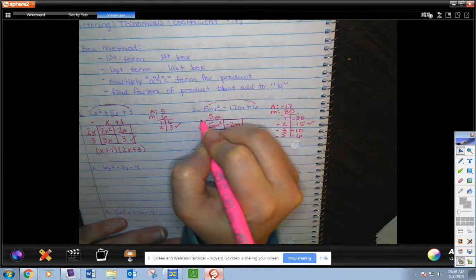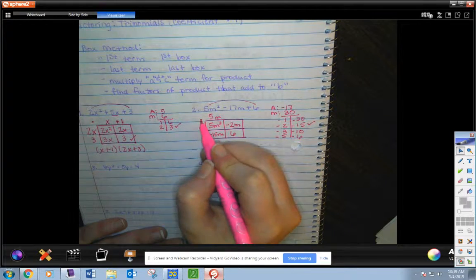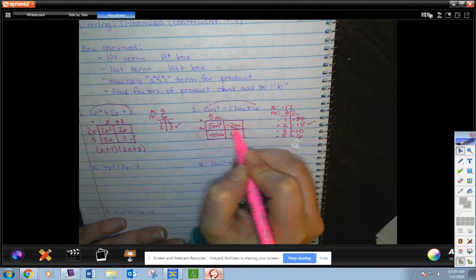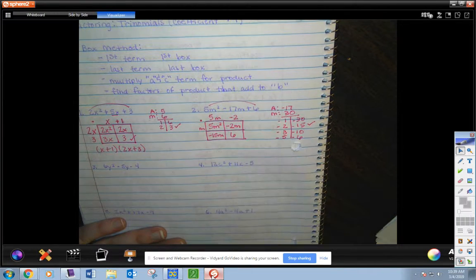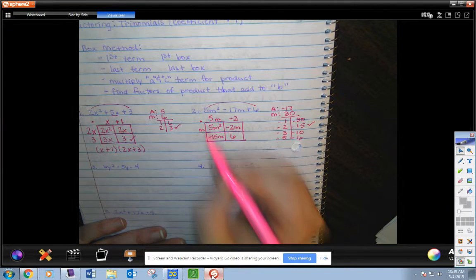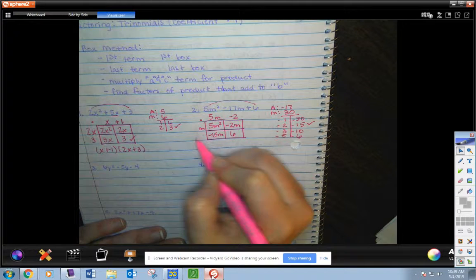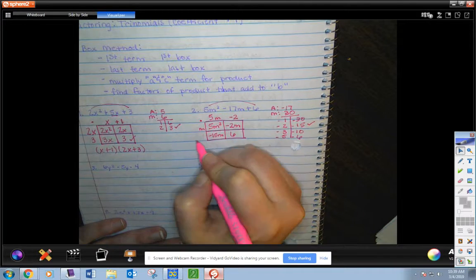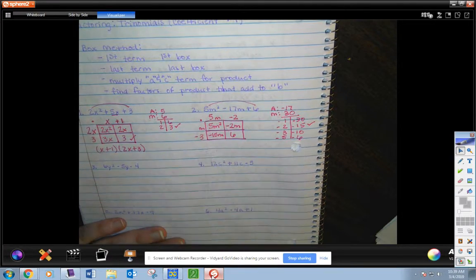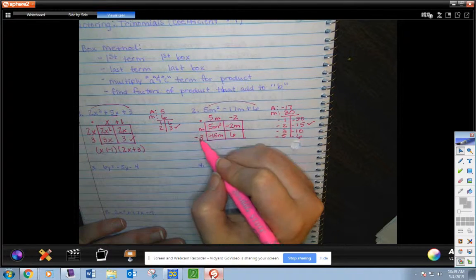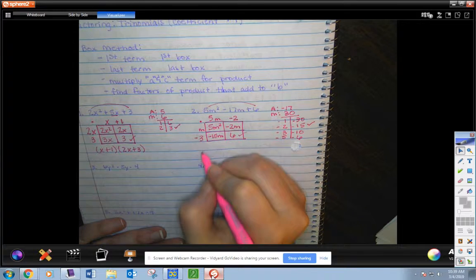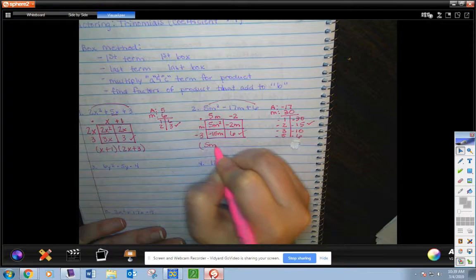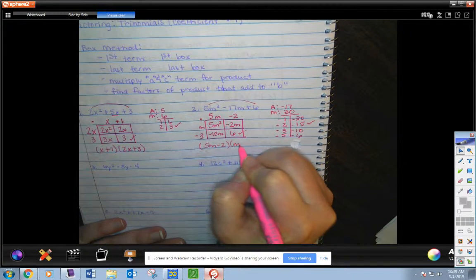Okay, I'm going to put my little times sign now because I'm going to do m times what gives me negative 2m. Well, m times negative 2 would give me negative 2m. And now I have to do 5m times what will give me negative 15m, and that would be negative 3. And then I check my last box: negative 3 times negative 2 is positive 6, which it is. So my factors are going to be 5m minus 2 and m minus 3.